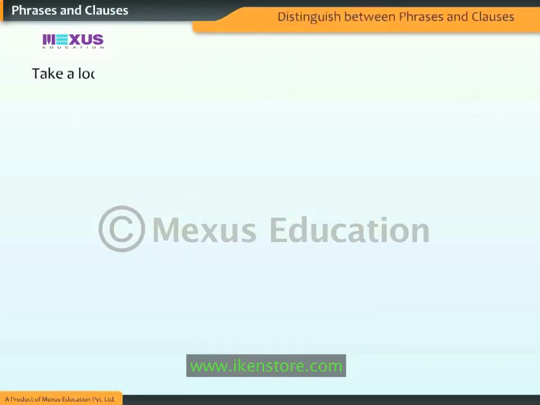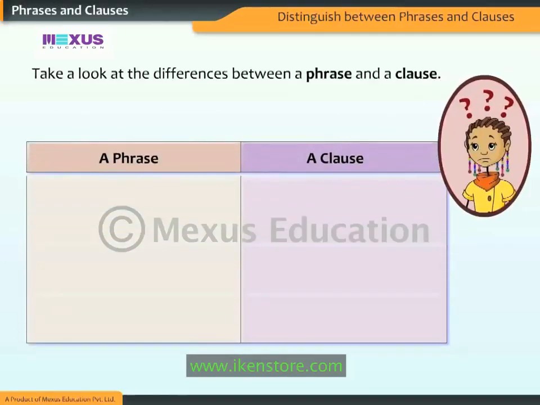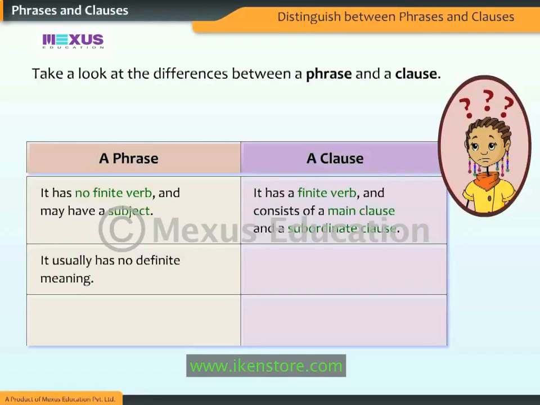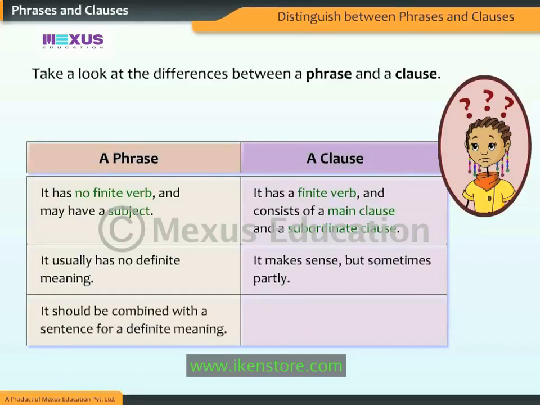Now, let us take a look at the differences between a phrase and a clause. A phrase has no finite verb and may have a subject, whereas a clause has a finite verb and consists of a main clause and a subordinate clause. A phrase usually has no definite meaning, while a clause makes sense, but sometimes partly. A phrase should be combined with a sentence for a definite meaning, and a clause is a part of a bigger sentence.